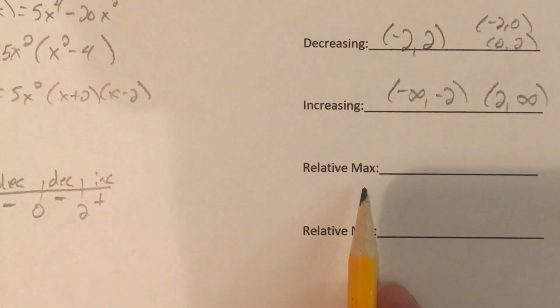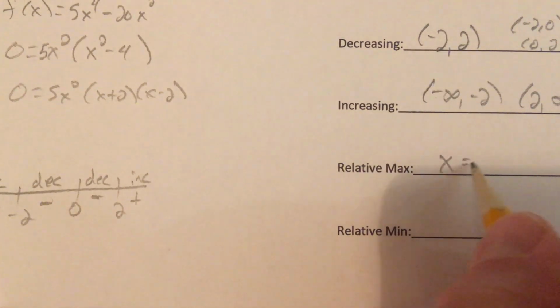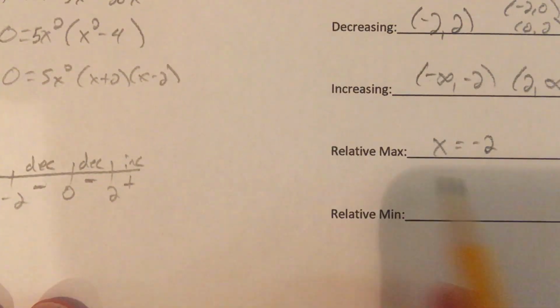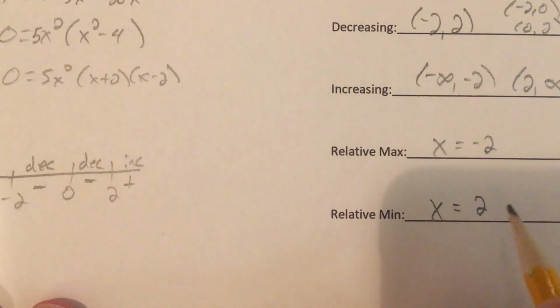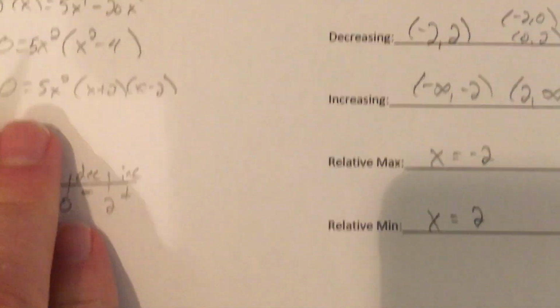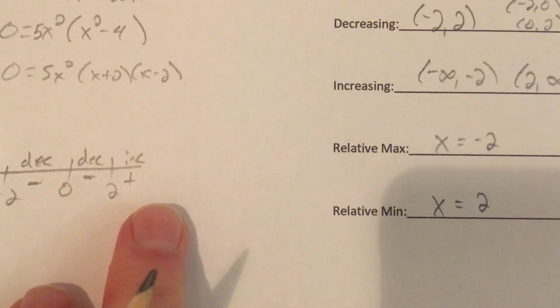We're going to have a relative max when our derivative switches from positive to negative. That's at x equals -2. We're going to have a relative min when our derivative switches from negative to positive. That's at x equals 2. Right. So again, kind of a straightforward one, but with that x squared, it created a critical point that ended up not being a relative anything.